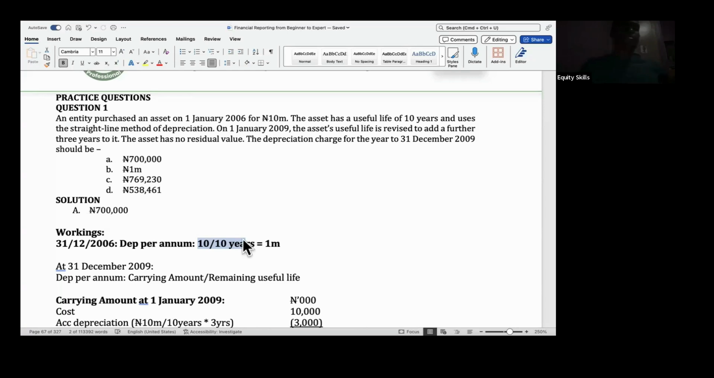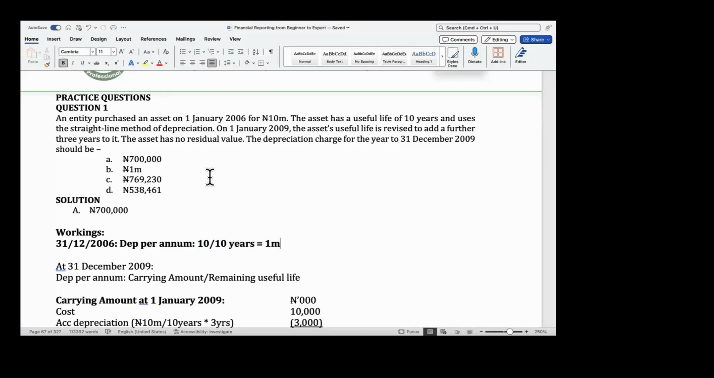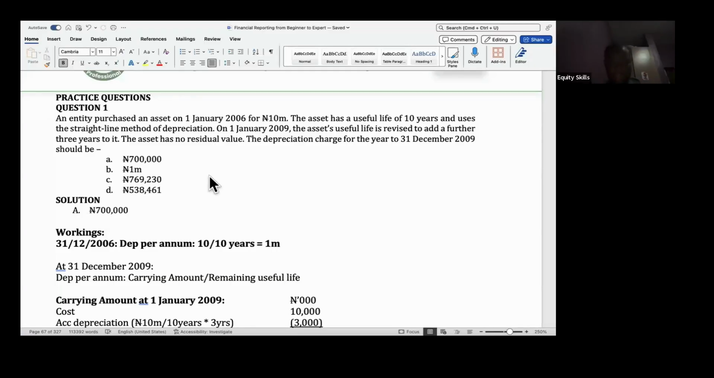So if I may ask you, what is the carrying amount at the end of 2006? Before I move on in this class, can anybody tell? 9 million. Thank you very much. So, okay, now, having understood that depreciation is 1 million every year until 2009 when things changed.